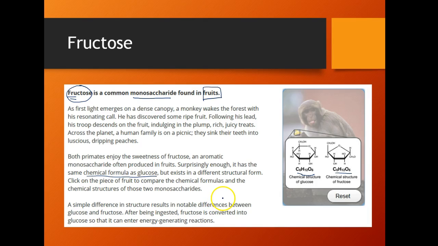A simple difference in structure actually makes fructose and glucose very different. However, after it's ingested, so after we eat, for example, an apple or any fruit that has fructose in it, fructose is converted back into glucose so that we can use it for energy generating reactions. So fructose needs to be converted to glucose, whereas if we just ingested glucose, we could just use that glucose as energy.